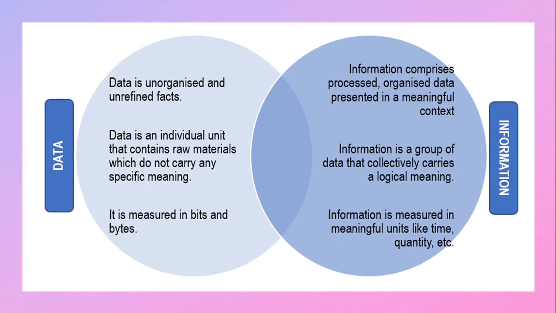Information. Information comprises processed, organized data presented in a meaningful context. Information is a group of data that collectively carries a logical meaning. Information is measured in meaningful units like time, quantity, and so on.